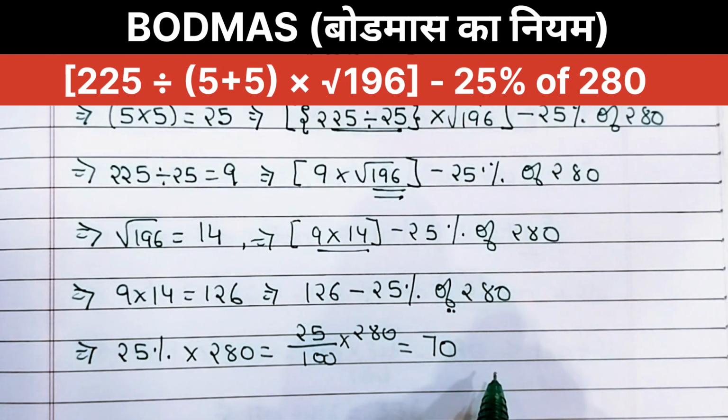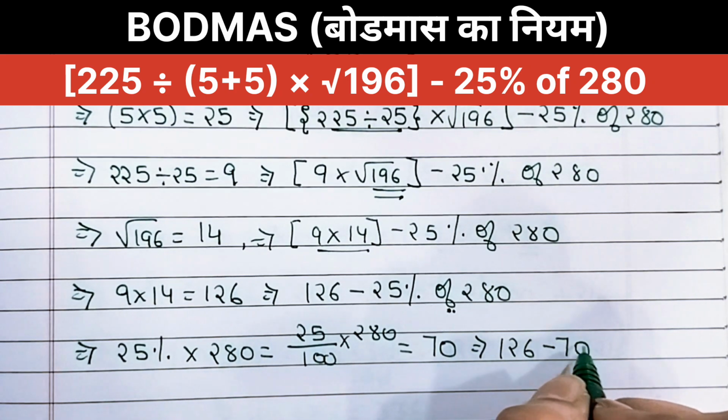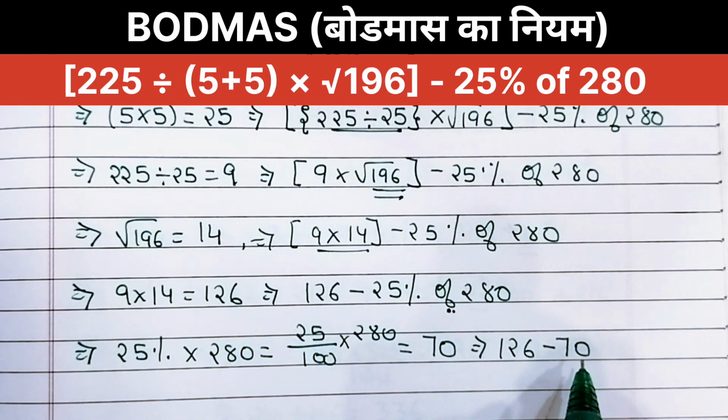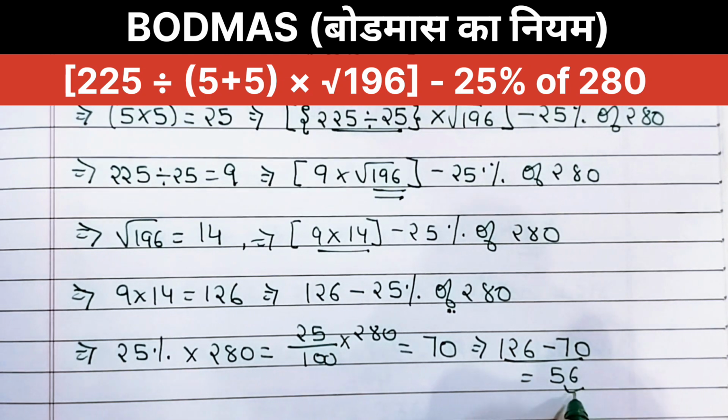According to this step, we proceed to basic subtraction. And now the current expression becomes 126 minus 70. And finally we subtract the values. Subtraction is the last remaining operation, and after subtracting the values, we'll get 56 as the final result.